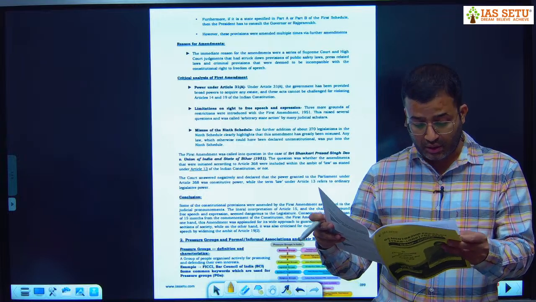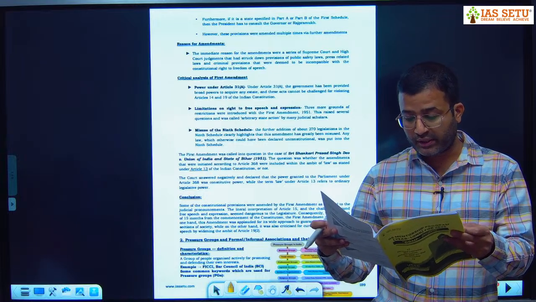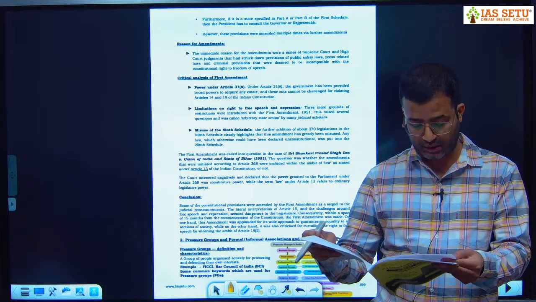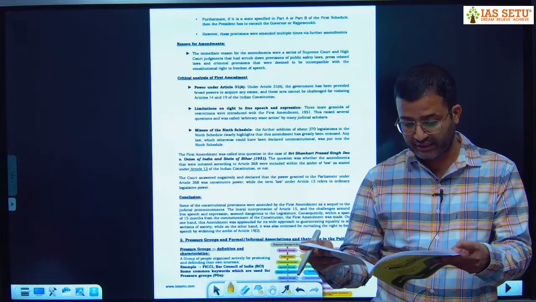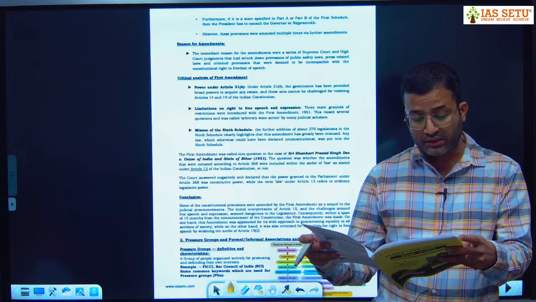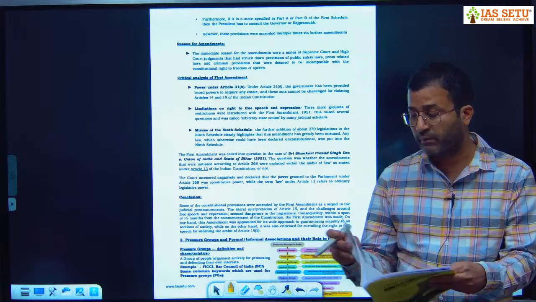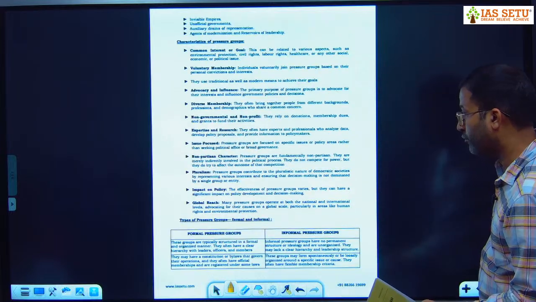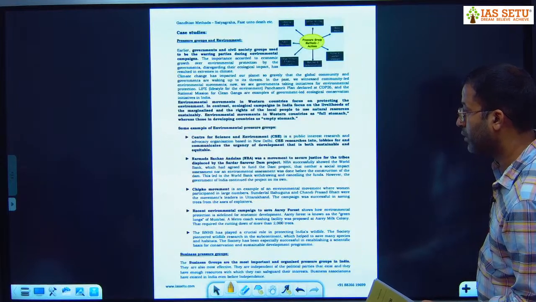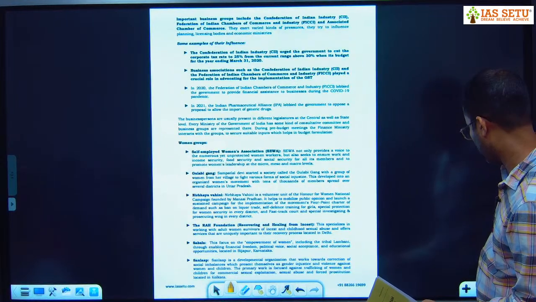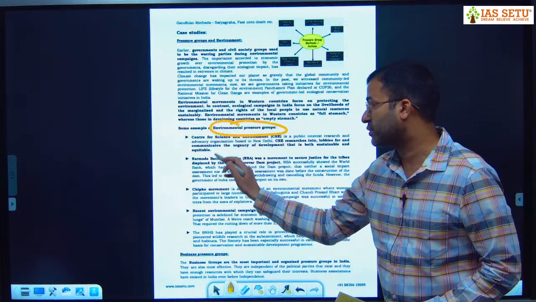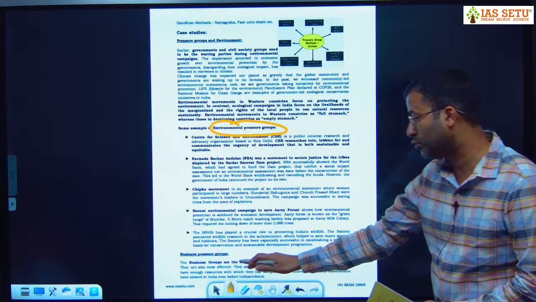ठीक है. More important here is we have given examples. कुछ case studies भी हमने दिया है. Page number 25, we have given case studies. After that you can see some examples of environmental pressure groups. So if you can remember this, it will help you to write a good answer in your mains. Ready-made examples मिल जाएंगे आपको. Here एक environmental pressure group, जो environment से related pressure group है.